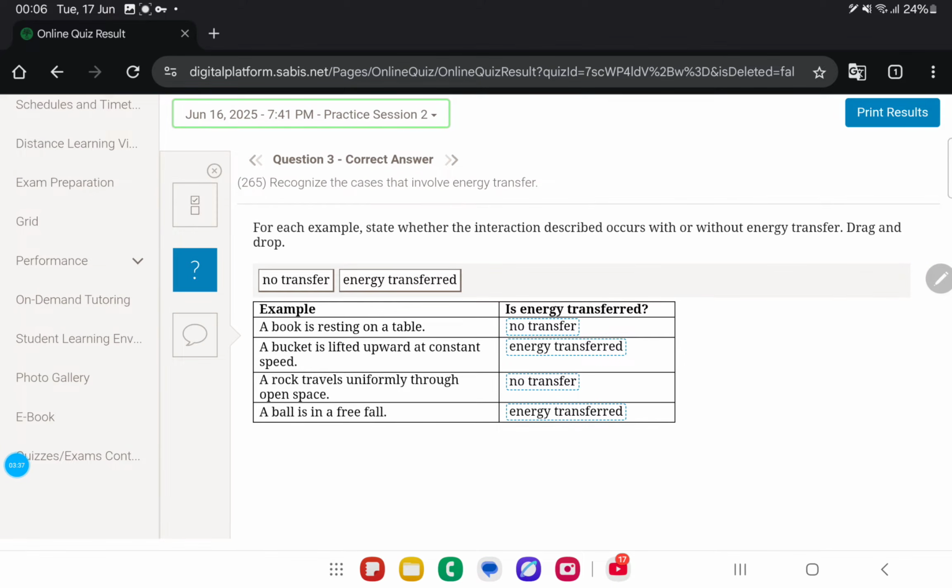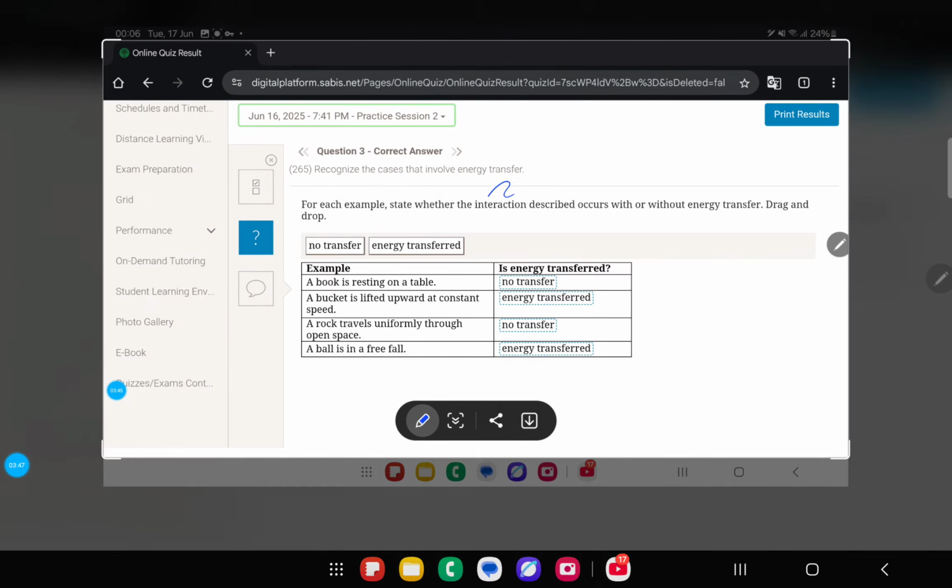Now for question 3, for each example, state whether the interaction described occurs with or without energy transfer. Drag and drop. Okay, so now let's imagine this. A book resting on a table. Okay? Now look around your desk, your bed, your shelf. You'll see objects just lying there. There's nothing going on, no movement, no energy transfer. So there is no transfer occurring.